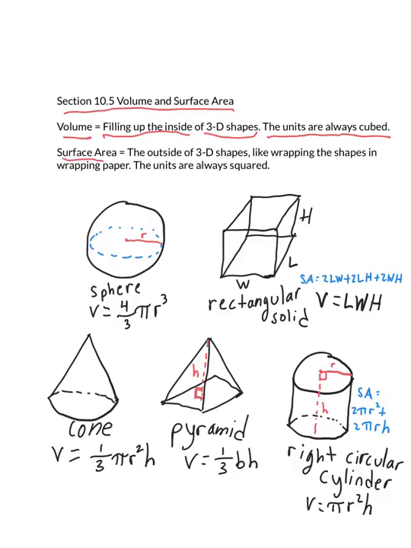Surface area of a 3D shape is like finding the perimeter of a 2D shape because it's the outside. So surface area is the outside of a 3D shape. Just picture whenever it asks you for surface area, like you're going to plan to wrap those shapes up in wrapping paper. The units for surface area are always squared. So with area and surface area, units are squared, whereas with volume, the units are cubed. Perimeter, units stay the same.